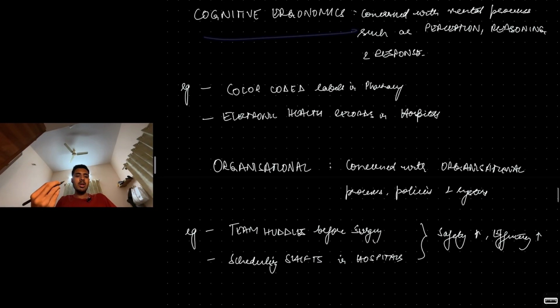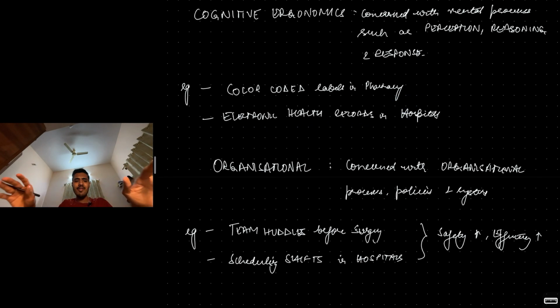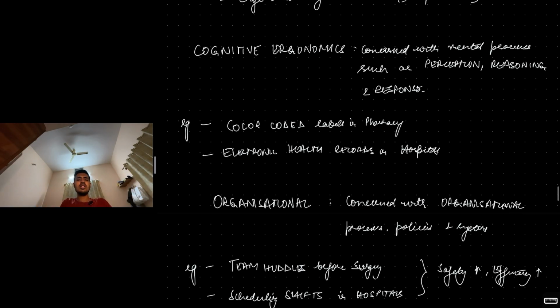Example, color coded labels in pharmacy. In a pharmacy, you have rows and rows of medicine, right? If you color code the medicine, then it becomes much easier to understand where to go to find the medicine. Becomes much better. Much increased efficiency in work. Electronic health records in hospitals. If you have electronic health records, it is much easier to navigate instead of having loads of case sheets, case files. If most of it is electronic, digitalized, it becomes much more convenient, right? So this is cognitive ergonomics.